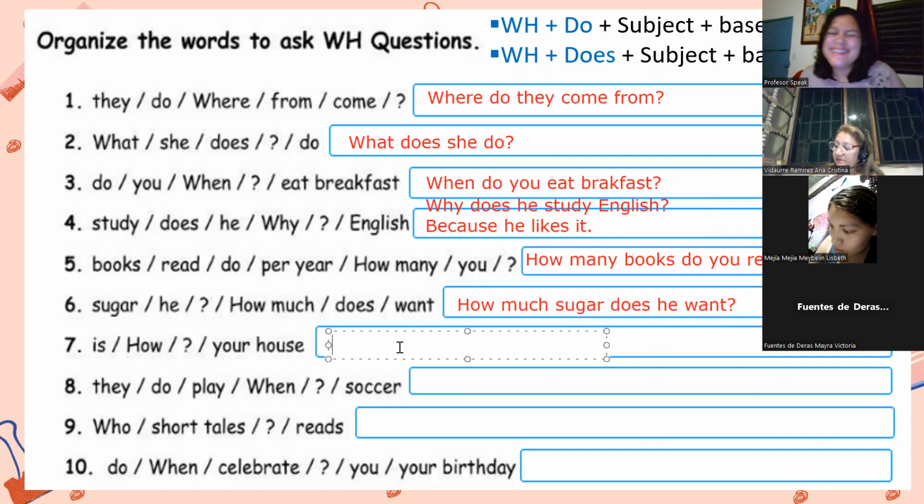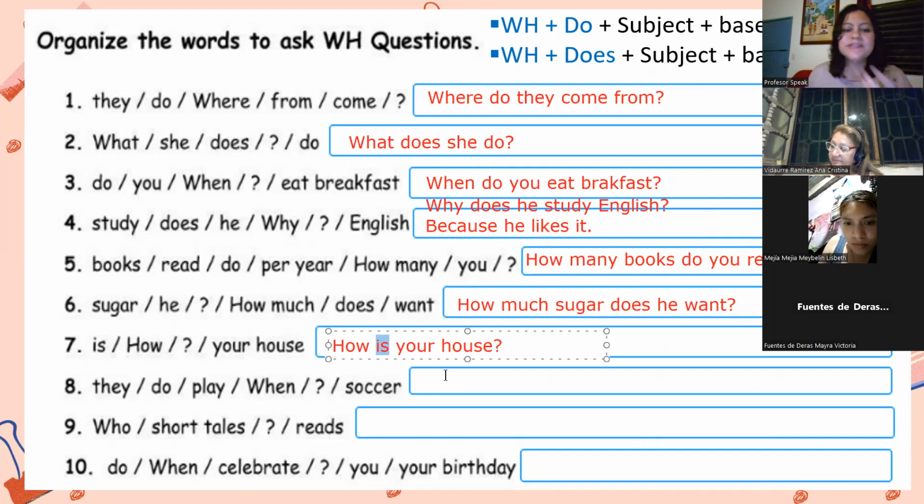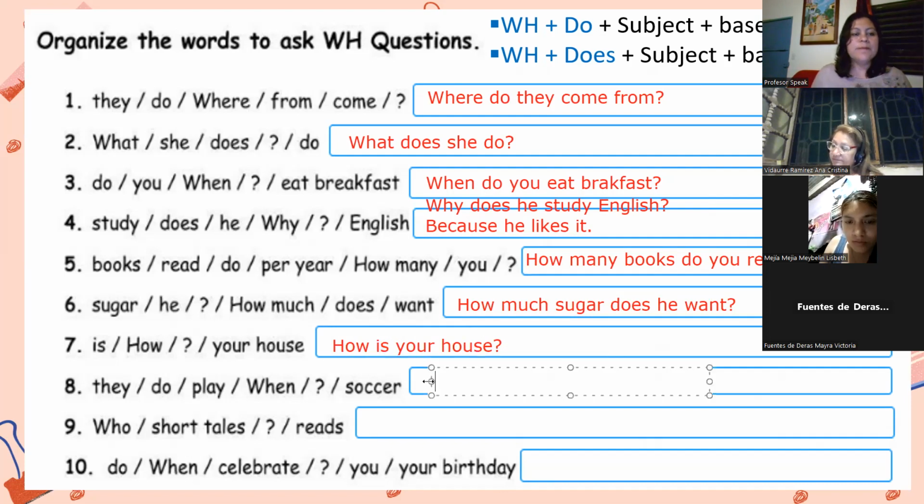Miren aquí, el 7 no es simple present, ¿se fijaron? El 7 ¿qué es? Verb to be, right? How is your house? Este no es simple present. ¿Cómo saben que no es simple present? Por el auxiliary. Este es el verb to be. Y el auxiliary siempre usa does or do en el simple present. Okay.